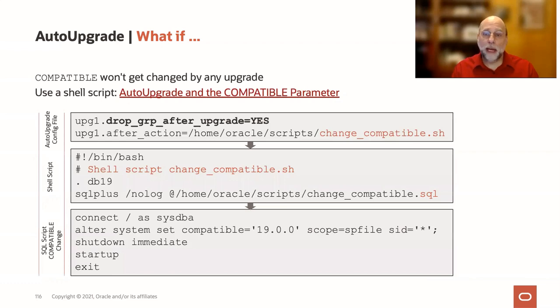And the way you would do that is to have an after upgrade script that will raise compatible, because what will happen is this after upgrade script won't execute unless the upgrade is successful. So instead of raising the compatible parameter in your new Oracle home in your init file, you do this as an after script. And then if something goes wrong during the upgrade, we could still flash back to the guaranteed restore point. So you would do this with a combination of a shell script that invokes a SQL script, and that SQL script handles the actual update of the compatible parameter.